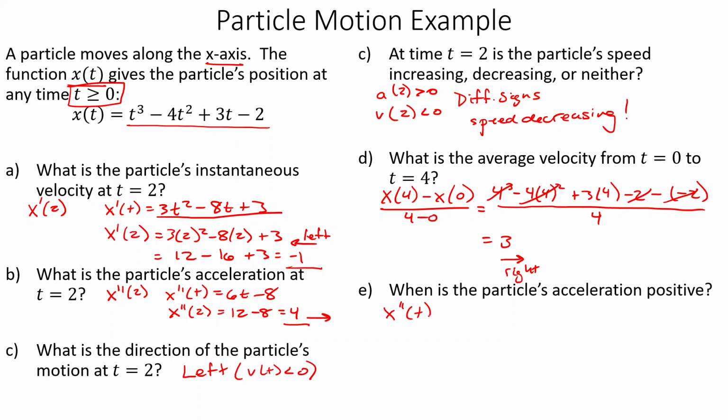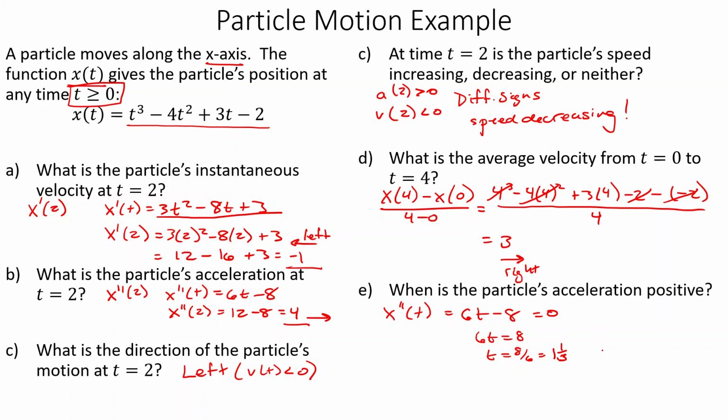X double prime equals 6t minus 8. We want to know when that's positive, so we set it equal to 0. We subtract the 8, we get 6t equals 8. Divide by 6, we get 8 over 6, which is 1.33333, or 1 1/3. All right, so when is it positive?